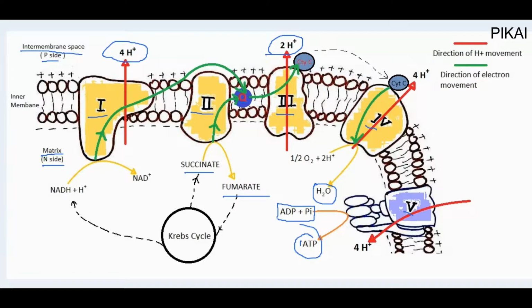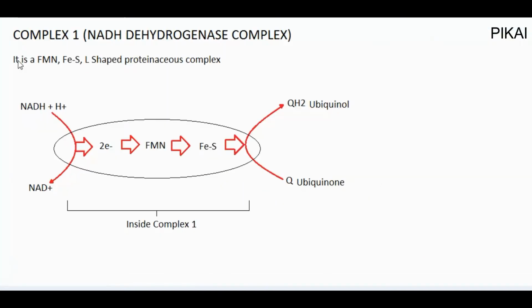So let's go to the complexes individually. Let's understand the complexes that are involved in this electron transport chain. First we have complex 1, known as the NADH dehydrogenase complex, as it causes the dehydrogenation of NADH. I will describe how it does this. First of all, complex 1 is an FMN, FeS (iron sulfur), and flavin mononucleotide containing L-shaped proteinaceous complex.